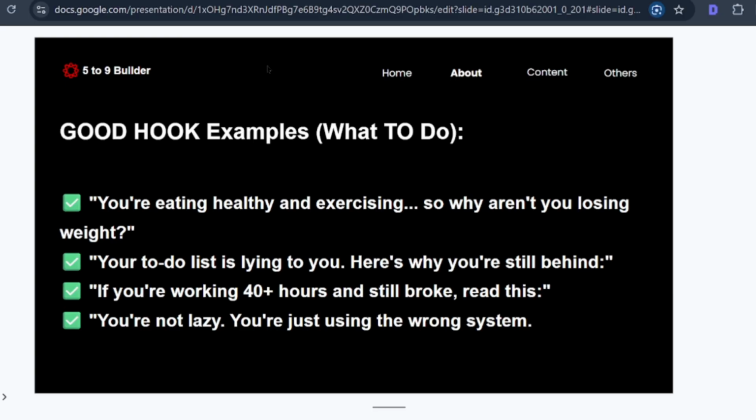Okay, now a good hook is something like: you are eating healthy and exercising, so why aren't you losing weight? You know, when you see something like this, the person becomes more interested and wants to know why you are saying this. Your to-do list is lying to you. Here is why you are still behind. Okay, if you are working 40 hours and still broke, read this. You are not lazy. You are just using the wrong system. Some of these things actually break the pattern and stop people from scrolling past your content. Okay, so be very mindful about that.